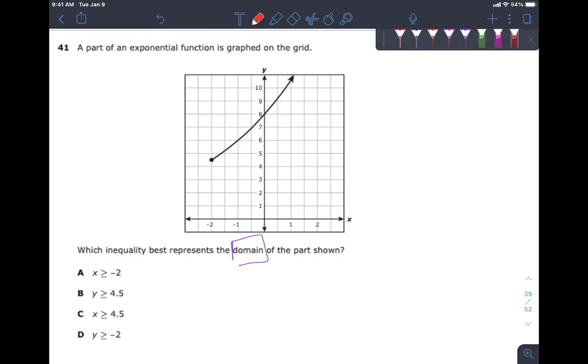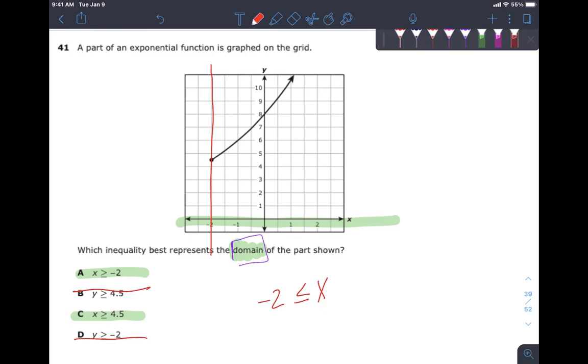Okay? So domain, that is going to be an x value. Only x's. Meaning, B and D are not possible. So I'm going to look at this and I'm going to say, all right, what is the very furthest to the left? I see right here at -2.